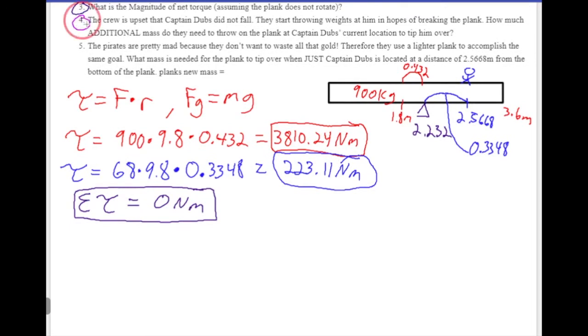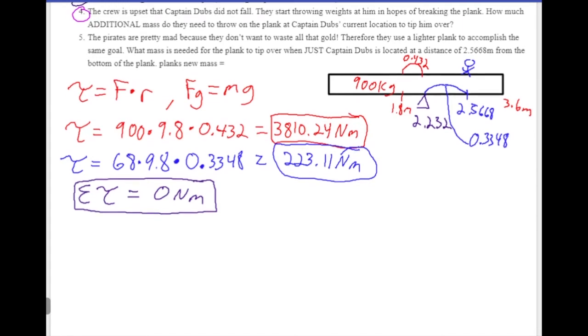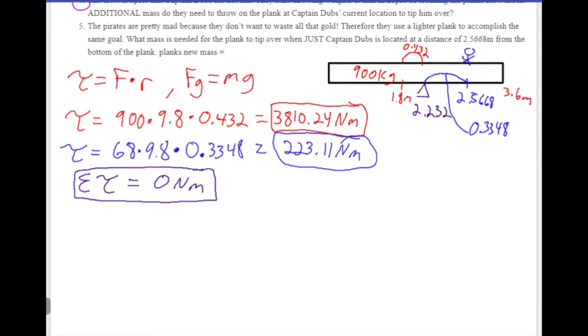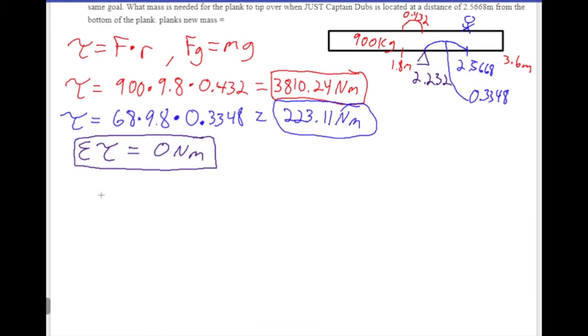Number 4 says the crew is upset that he did not fall. They start throwing weights at him in hopes of breaking the plank. How much additional mass do they need to throw on the plank at his current location to tip him over? So there's multiple ways to figure out this problem, and we're going to approach it this way.